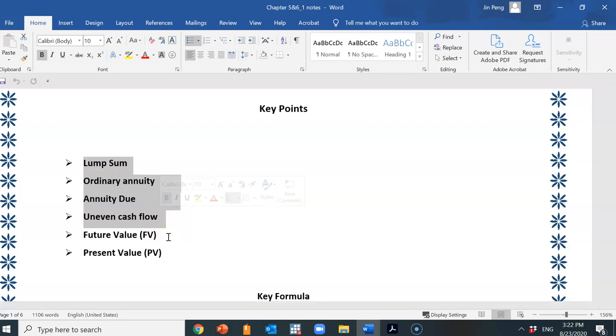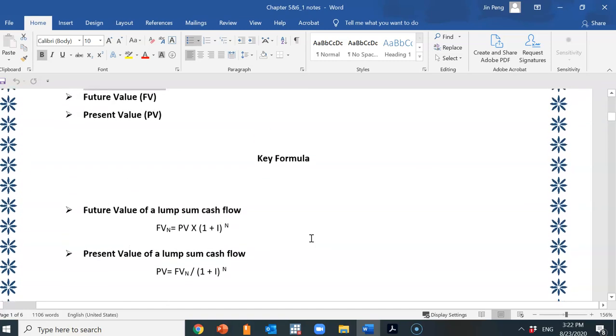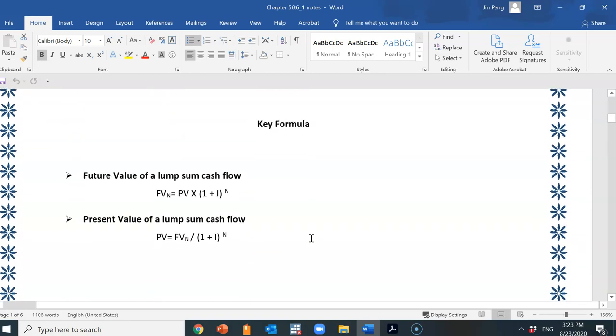Okay, in the second class for chapters 5 and 6, we're going to learn how to calculate present value and future value for lump sum and annuities. And the key formulas for this first class are to calculate the future value of a lump sum and the present value of a lump sum. Here it shows us the formula, and we will also learn the financial calculator procedures as well.